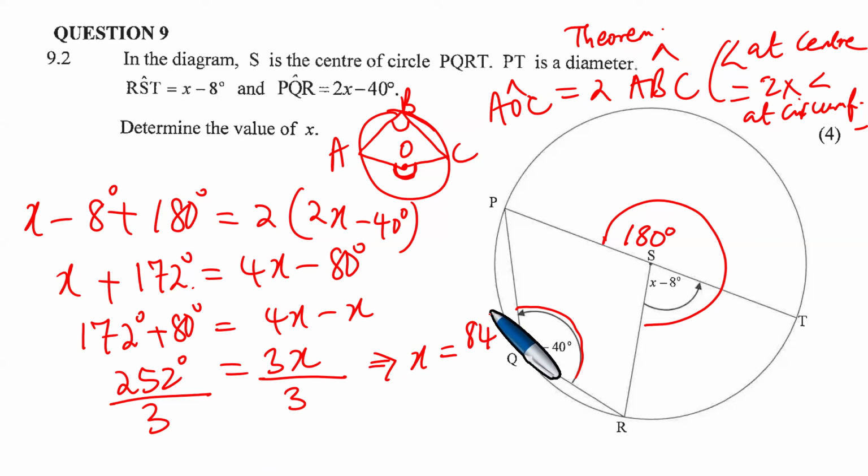Well done. The examiner said, determine the value of x, and we can see that x equals 84 degrees. We've been able to solve this using this theorem: angle at center equals 2 times angle at circumference. Next question.